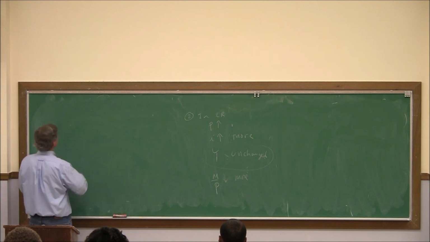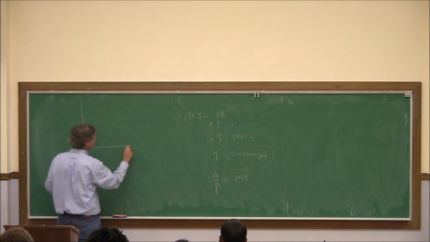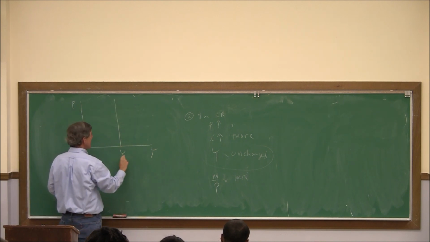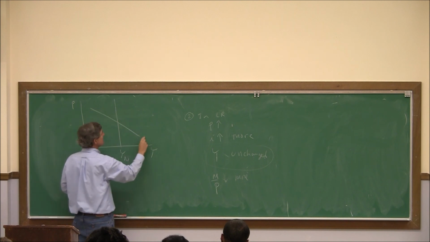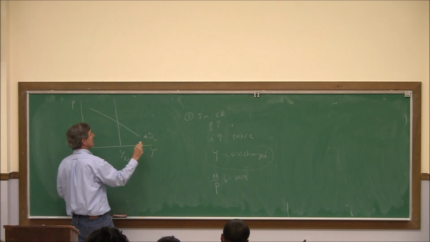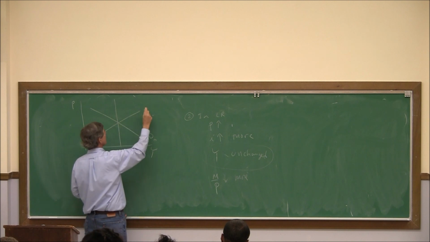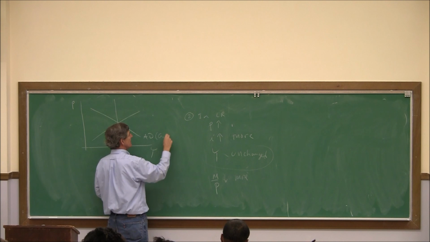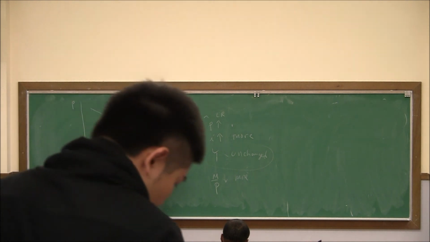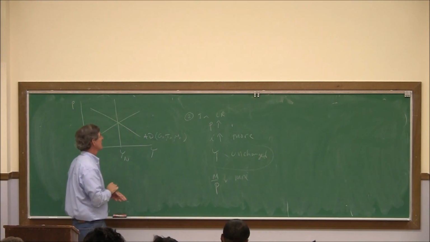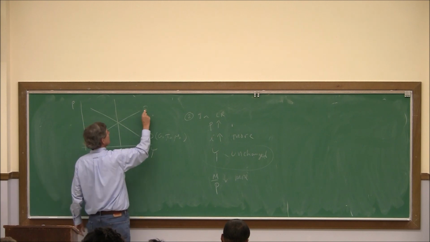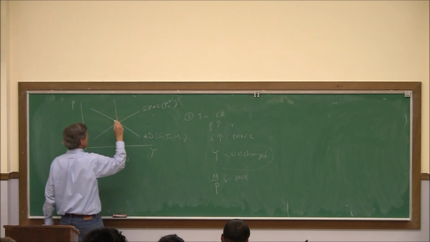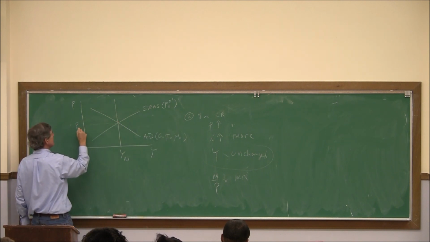So up until 2007, I don't think it's a bad model at all to say AD is G0, T0, M0. Short-run AS, let's just not do anything with that, it's the expectation. So we're sitting here at P0.